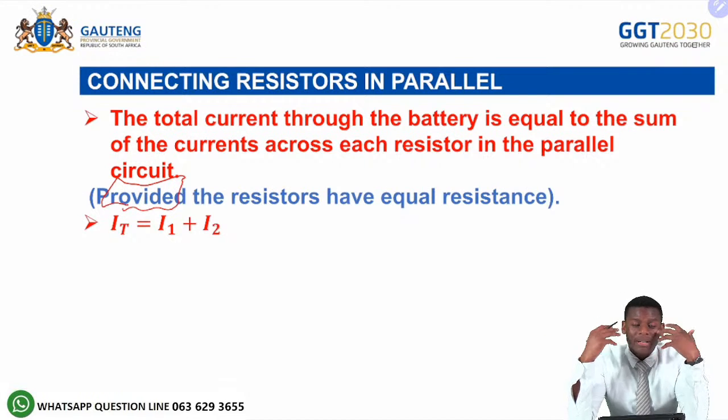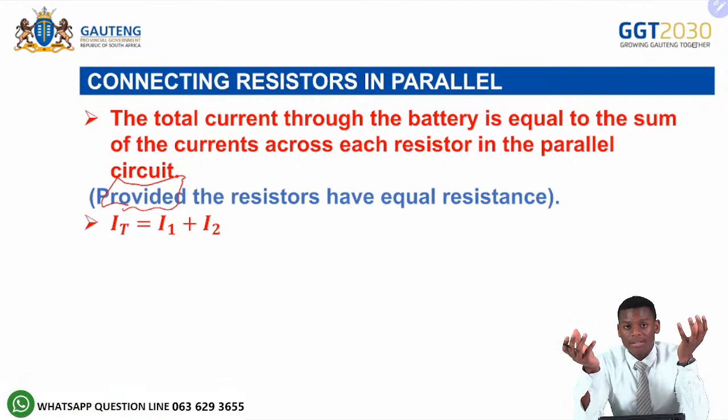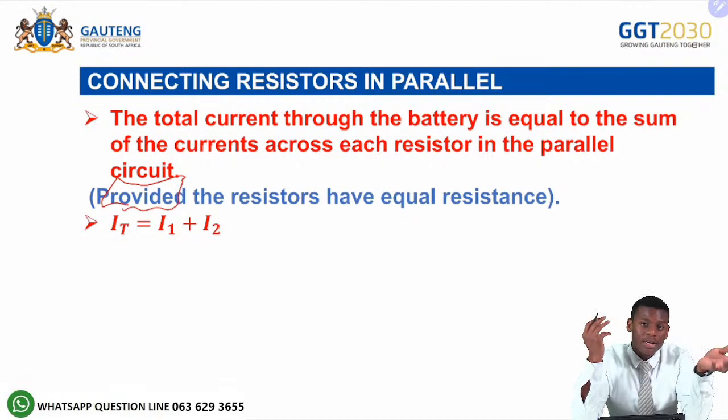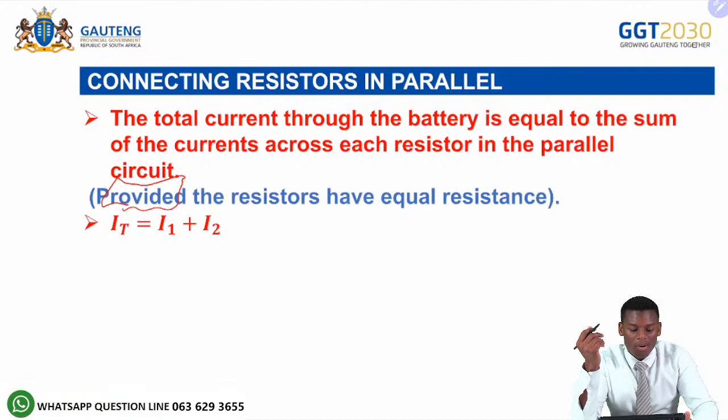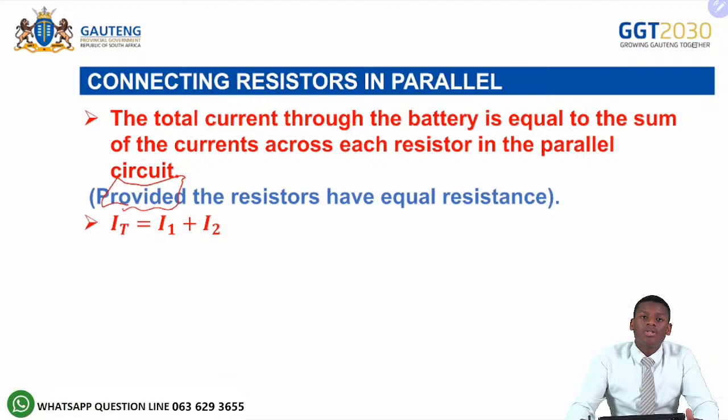However, if our resistors have different resistances, or if our resistors are not equal, then the current will also differ when it flows through the circuit or across each resistor. But then the total current that flows through the battery is equal to the sum of the currents across each resistor in a parallel circuit.